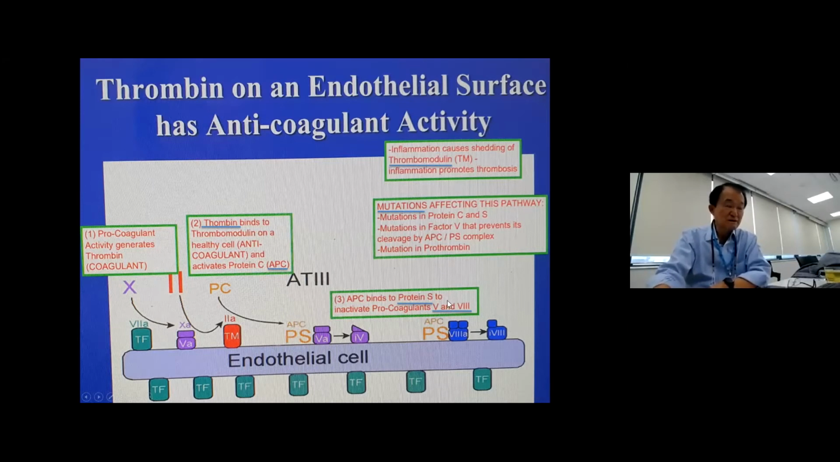And so this has to be a balanced situation for optimal function. And then the problem is certain patients seem to have a mutation in these genes, and that creates a genetic thromboembolic process. Inflammation, again, is causing all these things, particularly shedding of thrombomodulin protein, and that promotes thrombosis.